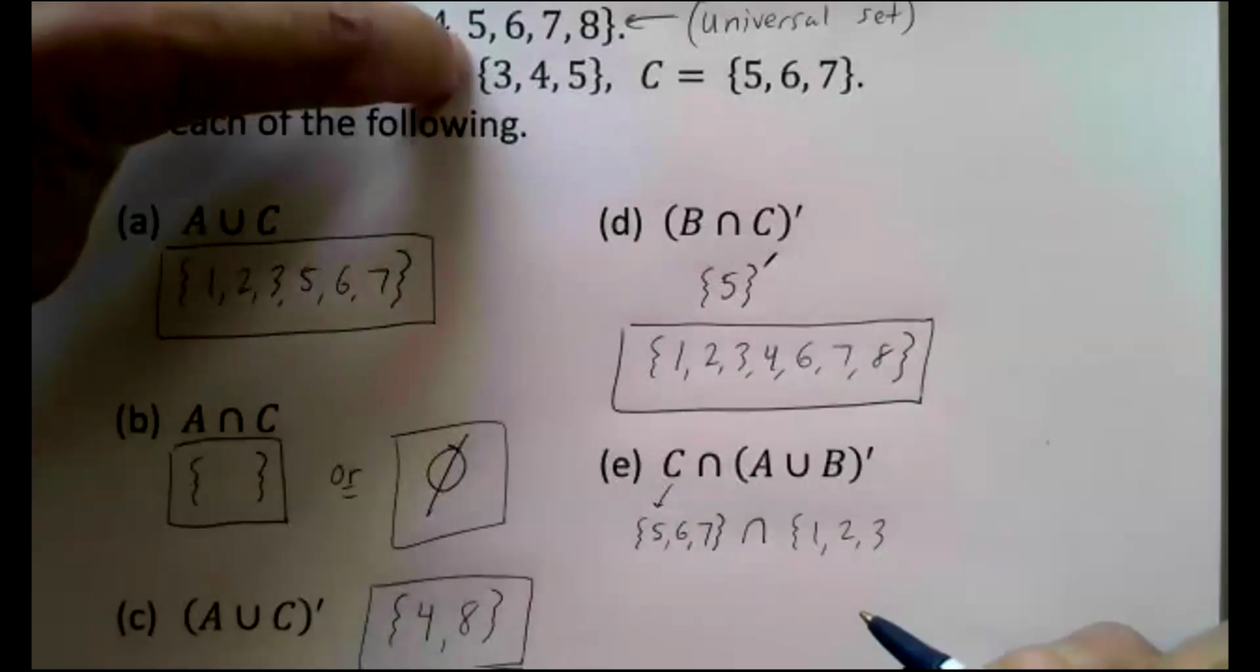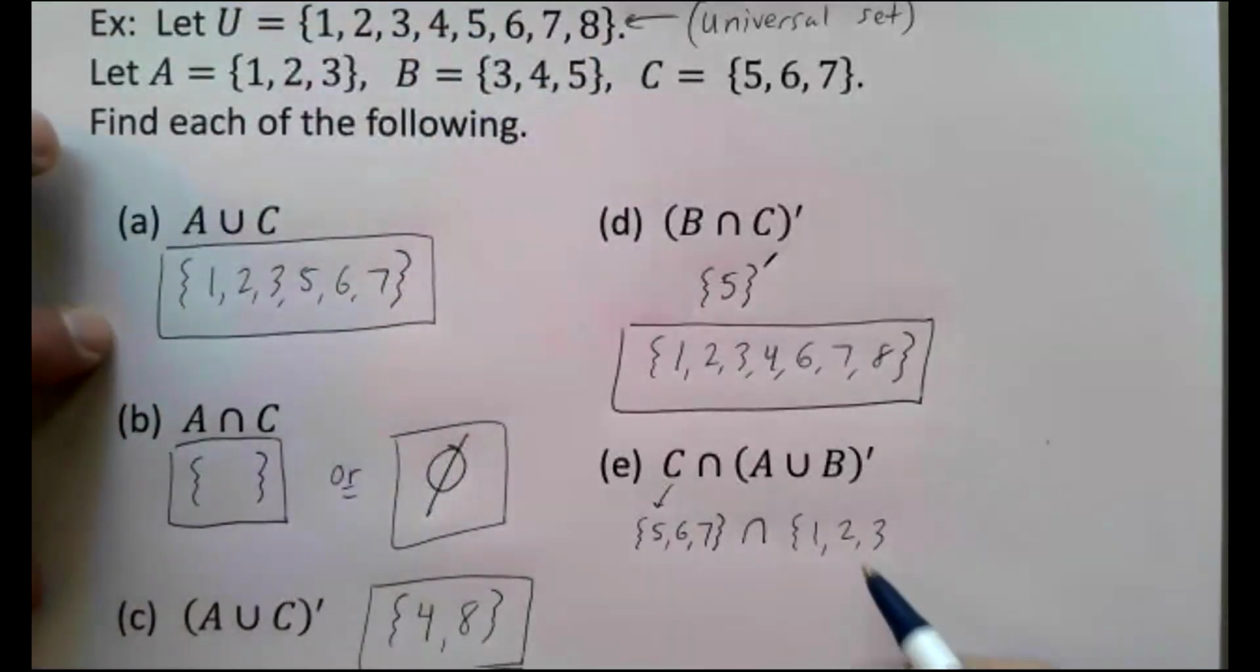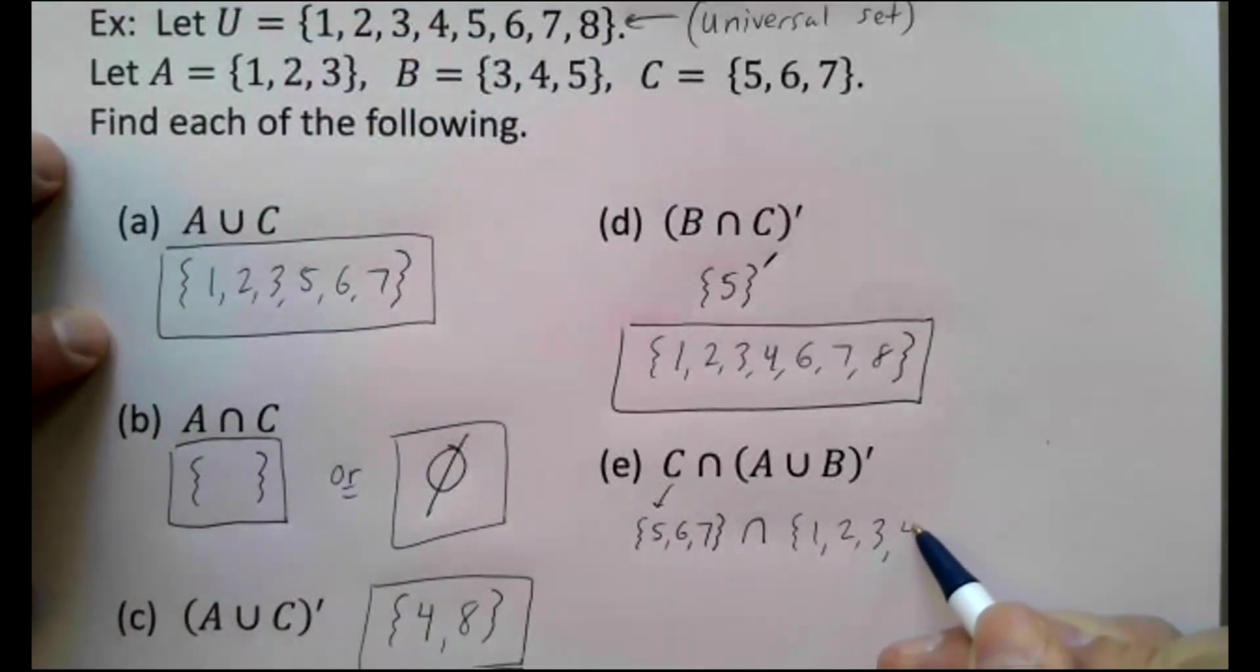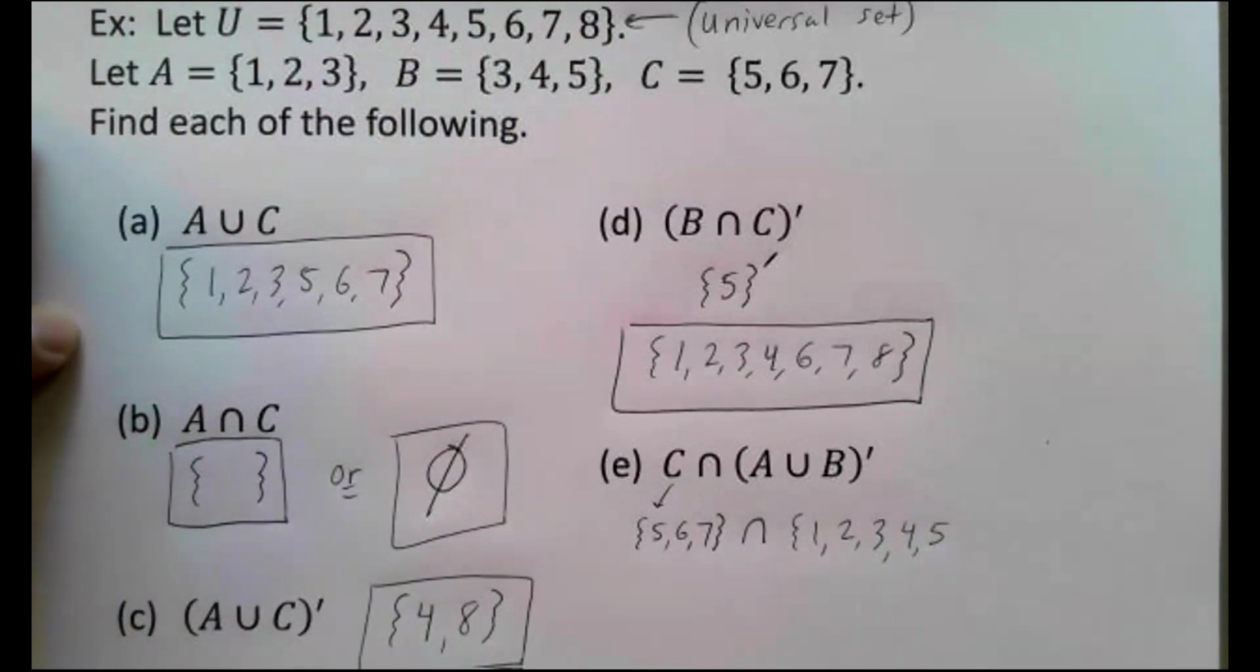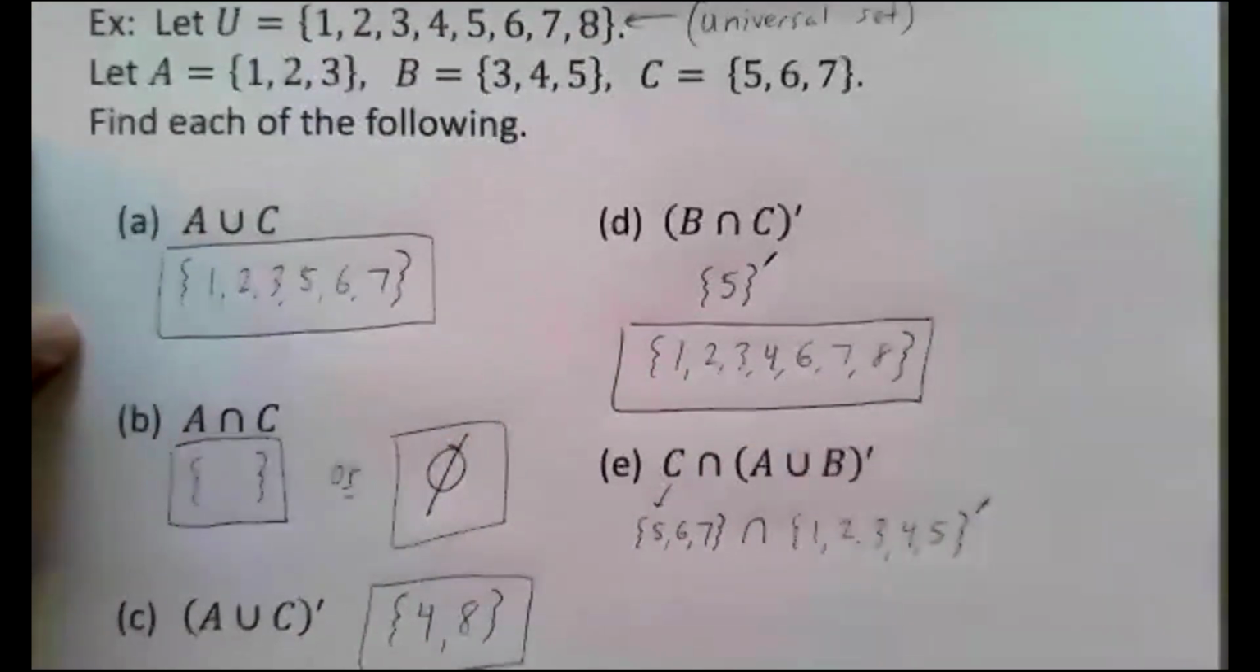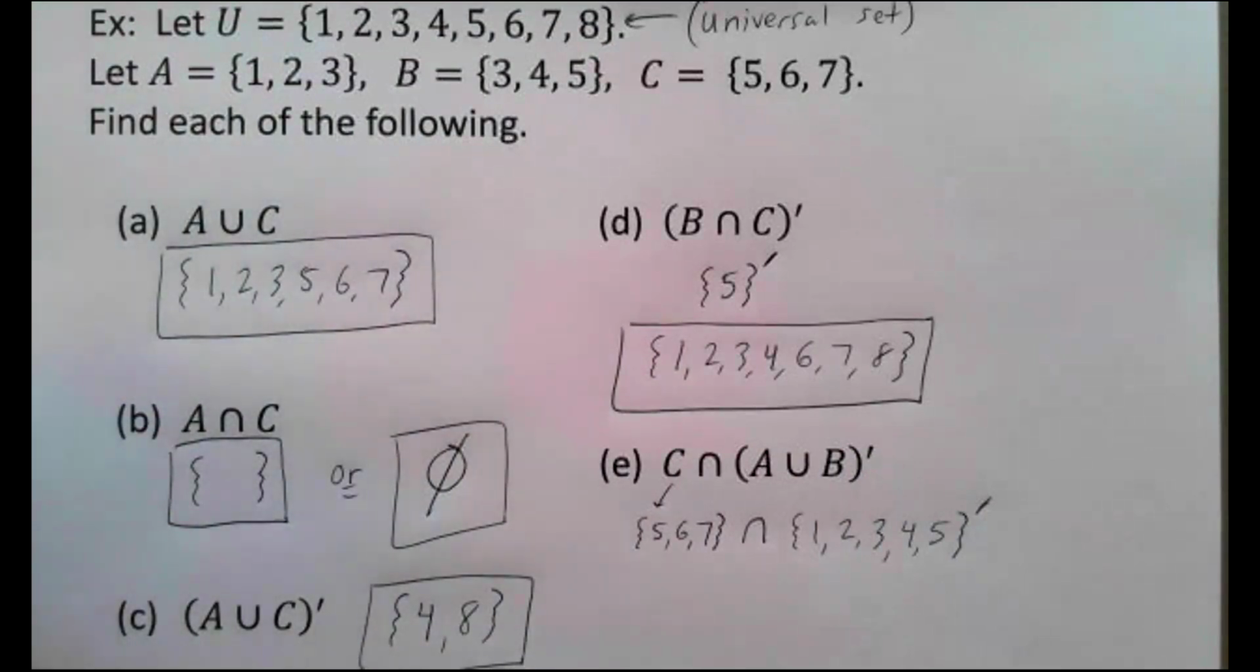So 1, 2, 3 gets in here, but then 3, 4, 5 also gets in here, but I don't need to list 3 again. Don't double list things. Okay. So 1, 2, 3 gets into the union. 3, 4, 5 gets into the union. That is A union B right there. Of course, we still have the complement to worry about. We still have to worry about that apostrophe, which means complement of that set.